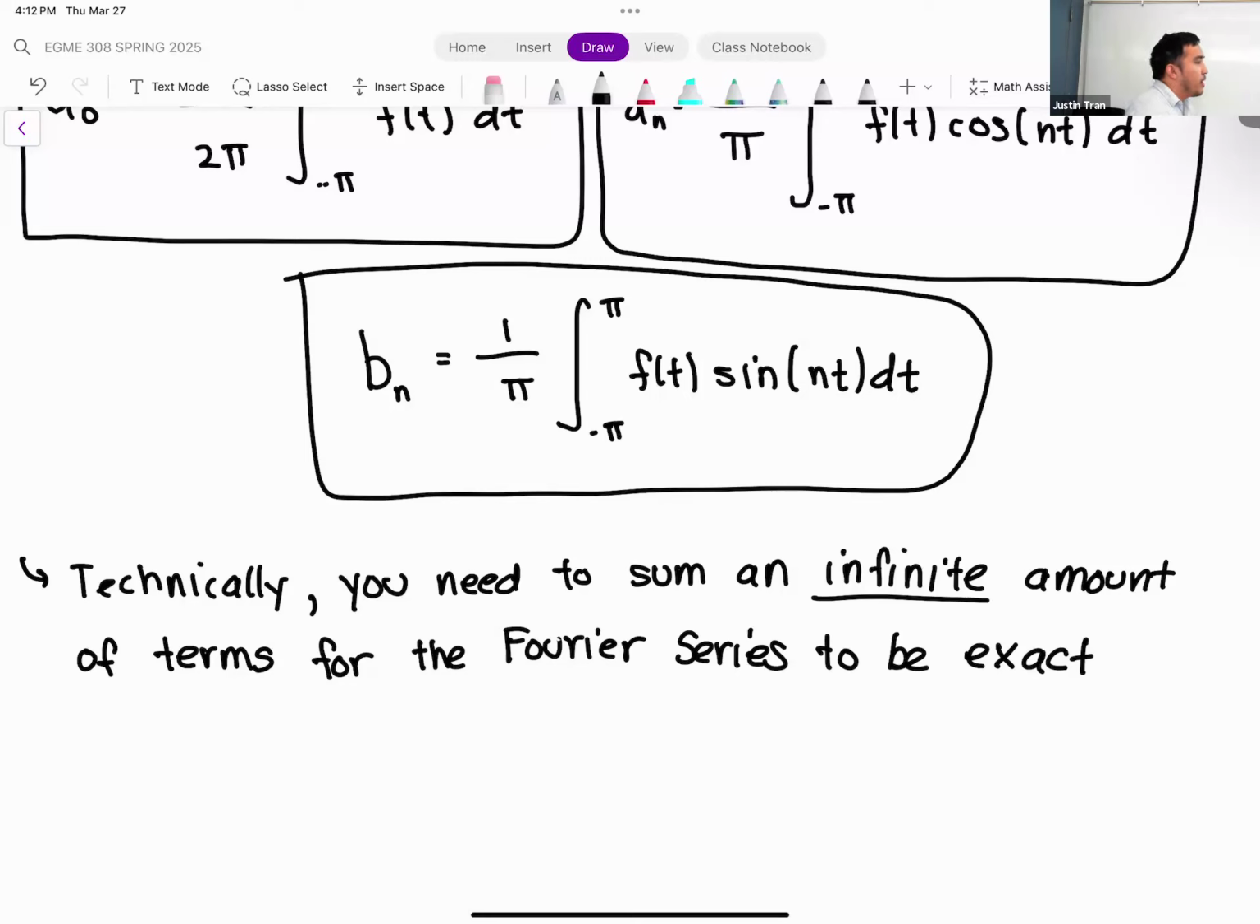Which practically is impossible. So nobody has the ability to sum an infinite amount of terms. So what we typically do, just like we did in that last example, is we truncate the expression. We compute just a finite number of the terms, and we truncate our expression with that amount.